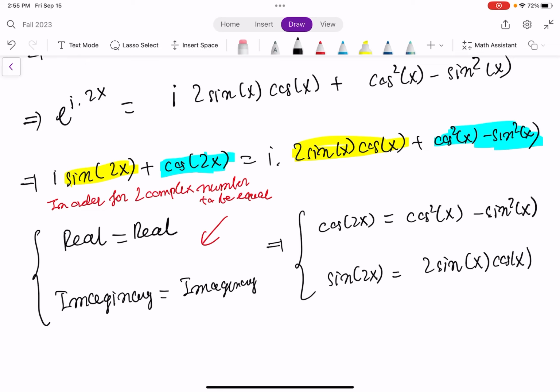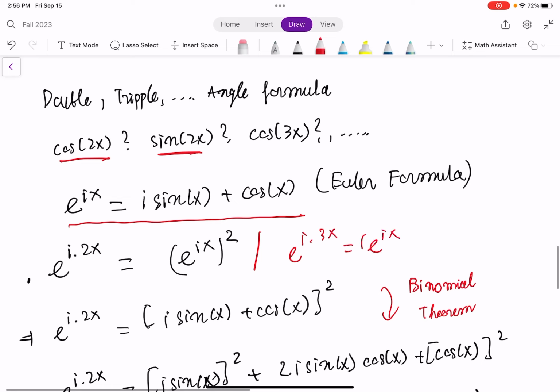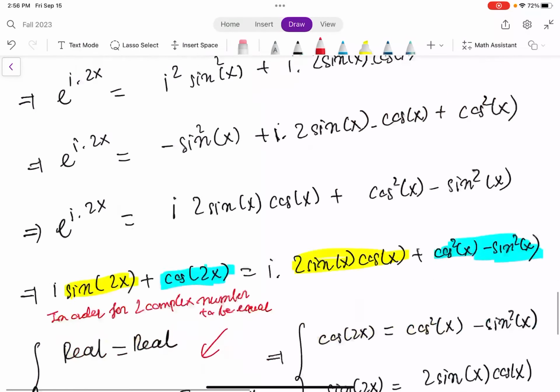And this is exactly how you derive the double angle formula. There are many more ways, but you can use the same process for the triple or fourth angle formula. Instead of this, you can start with e to the power i times 3x equals e to the power ix, all cubed, and go through the same process. And you should get the formula.